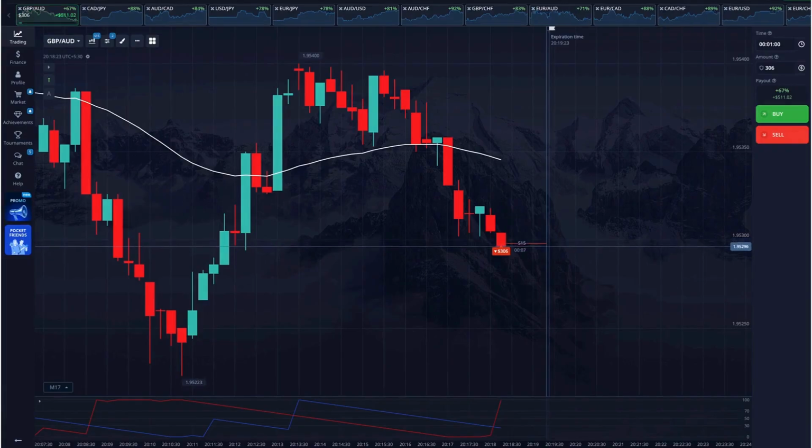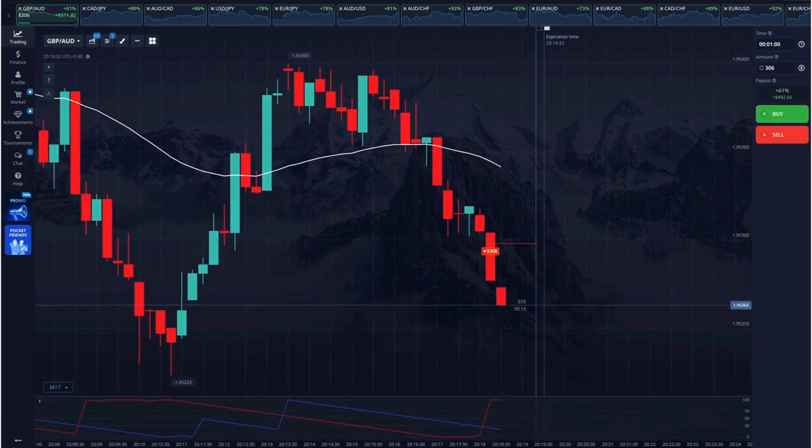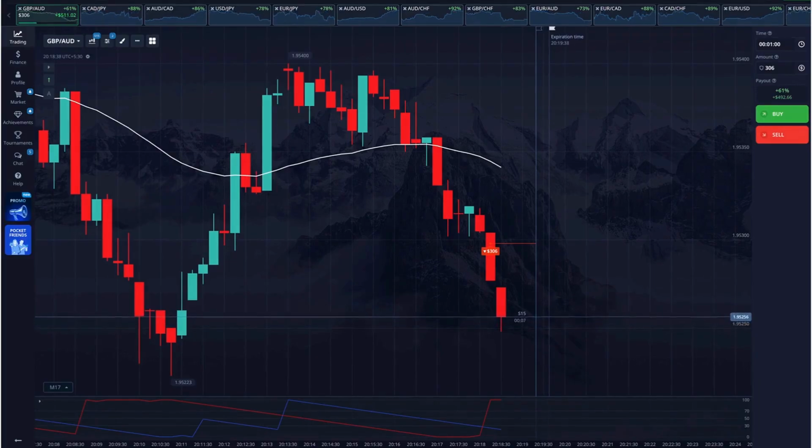I want you to ignore the noise and focus purely on the structure of the market in this specific moment. First, look at the white 50 EMA line. The candles are clearly falling away from it, which confirms that the bears, the sellers, are in total control. But we never jump in just because the price is dropping. We need a precision trigger.